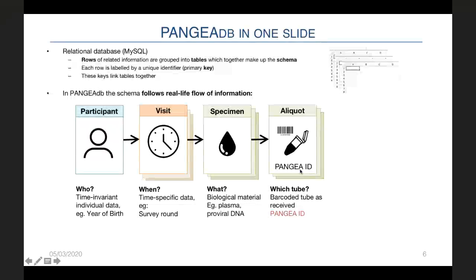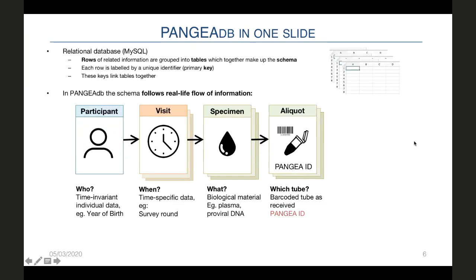And it's at this point that the PANGEA ID, which you may have seen, is generated. So just to recap this bit, the PANGEA ID refers to the tube, which will also have a barcode, which the requesting lab will have generated and will know something about. This should link to a specimen, like a blood draw, which will have been taken on a particular visit at a particular date from a particular person.